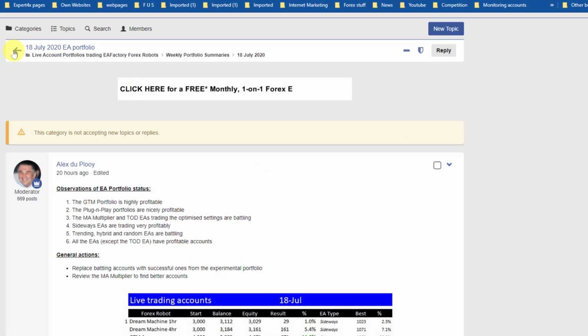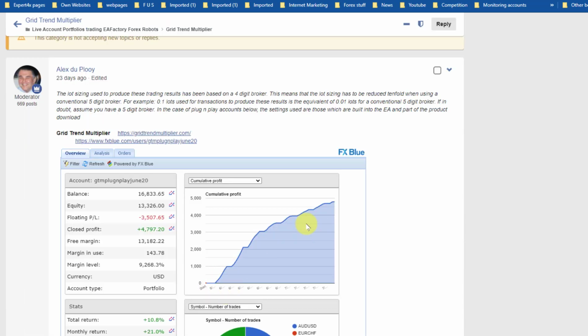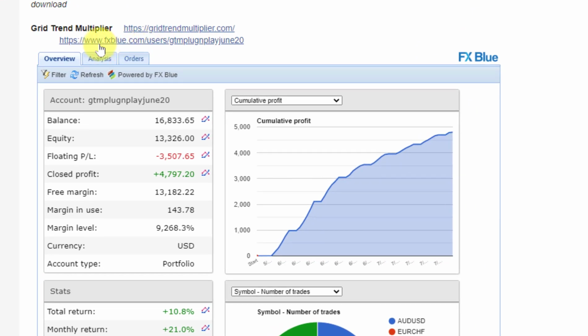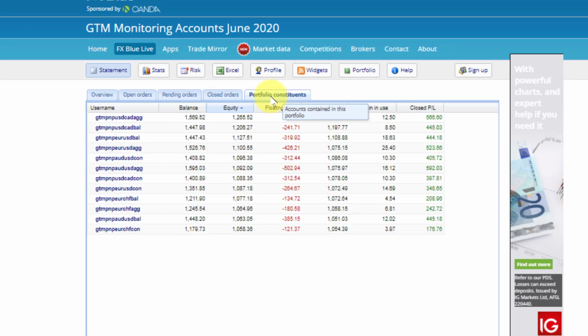So what I'm going to do is go out here, and we're going to go to the grid trend multiplier section. So I'll click on grid trend multiplier, and here we can see the grid trend multiplier is doing pretty well. It's got an almost 100% success rate. But we're interested in which settings and which currency is the best. So in order to do that, I click on the link that takes you to something similar to this. Yep, there's the same information. And I click on this tab to see the accounts that make up this particular portfolio. And there are the accounts.